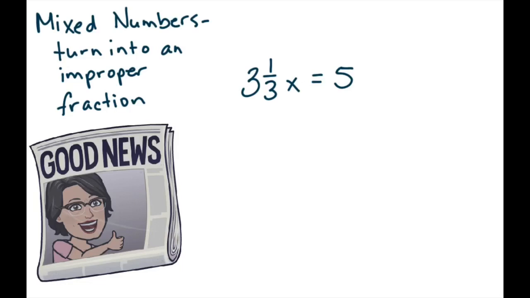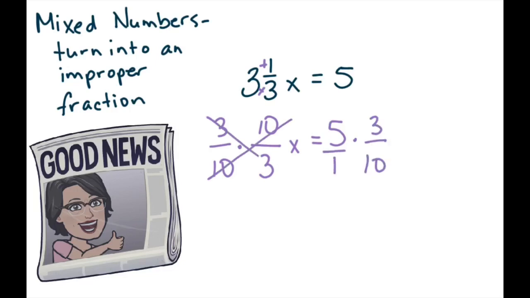So we're going to rewrite this problem. We're going to change 3 1/3 to an improper fraction. So 3 times 3 is 9, plus 1 is 10, so that's your numerator. And you leave your denominator the same. So really what you have here is 10/3 x equals 5. Now we're just going to do the same thing that we did for the fraction. We're going to multiply times the reciprocal on both sides of the equation.